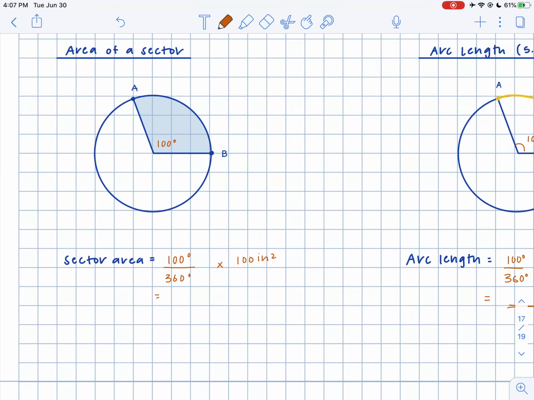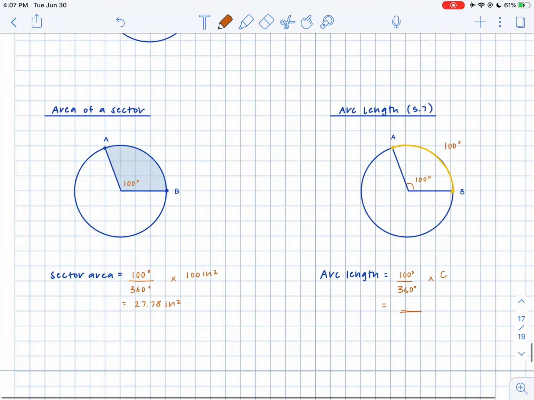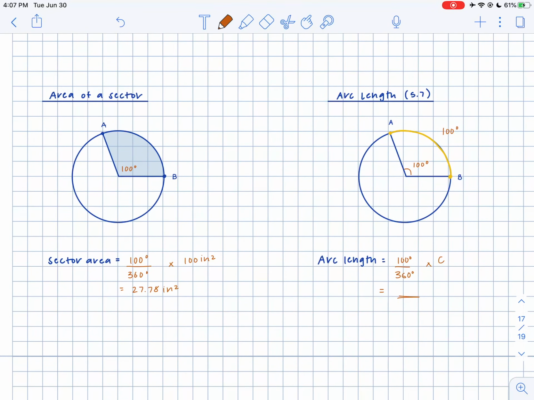If you do that math, you would get 27.78 inches squared. So this is the area of the sector. 27.78 is the area of the sector, right? So you see how they're both very similar. The only difference is that one is the circumference, one is the area, but the method to calculate it is very similar because the concepts are similar.